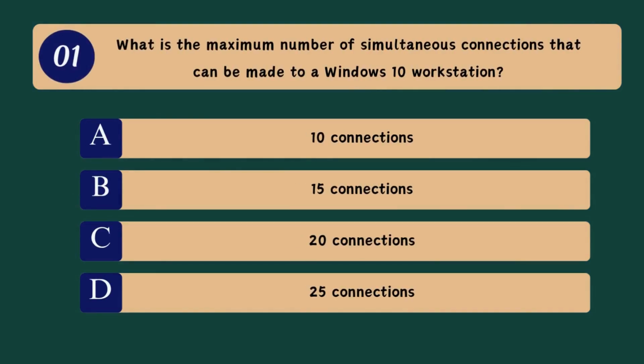Question 1. What is the maximum number of simultaneous connections that can be made to a Windows 10 workstation? A. 10 connections. B. 15 connections. C. 20 connections. D. 25 connections. Correct answer, C. 20 connections.